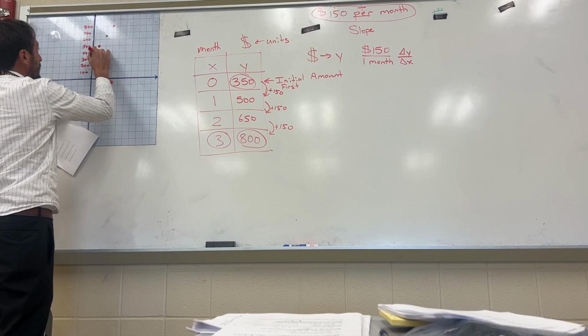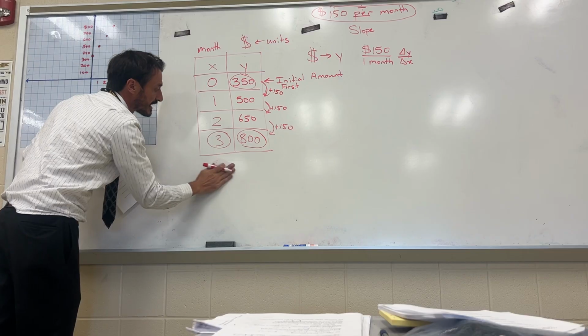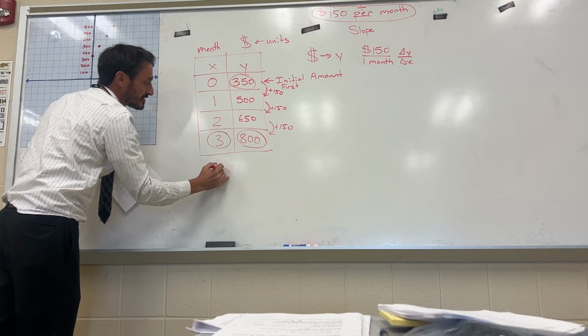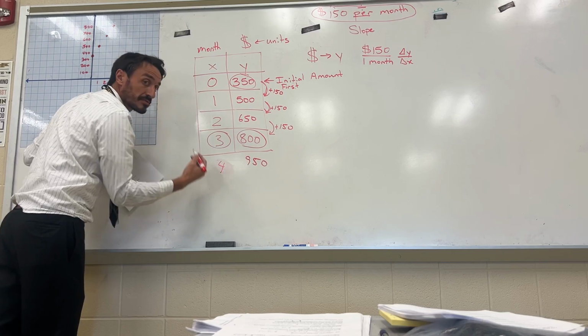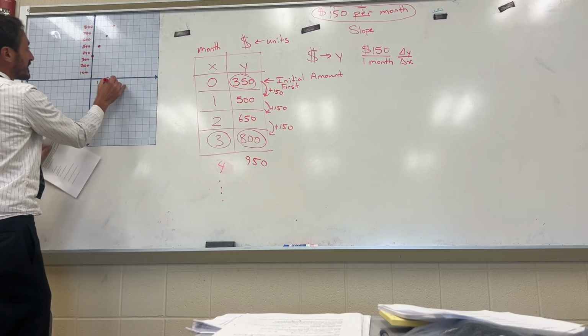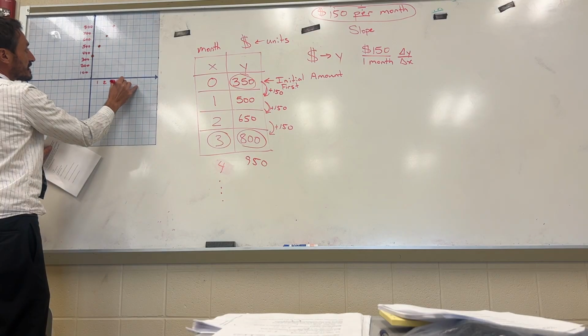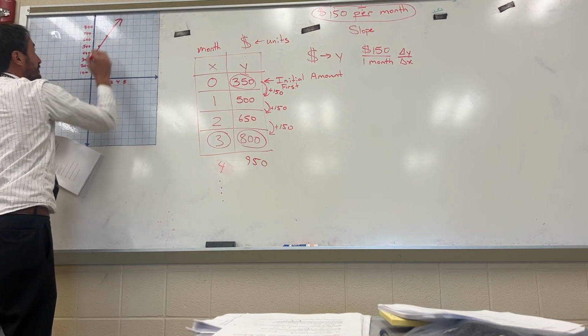Now we're going to connect these points, asking the question, can I have the number of months increasing? Can this be 4 months and have $950? The answer is yes. The number of months can continue to increase. So can I continue to increase the x values? Yes, I can. That means this line will extend to the right.